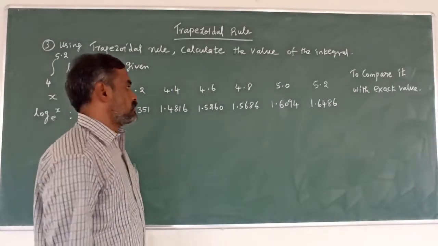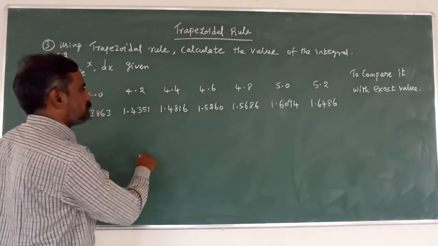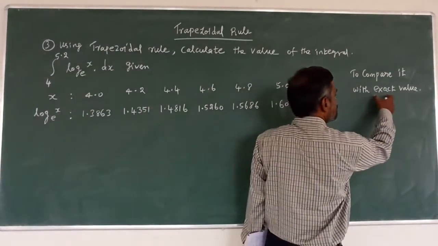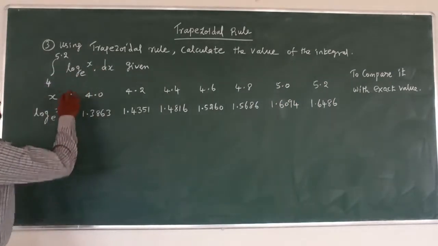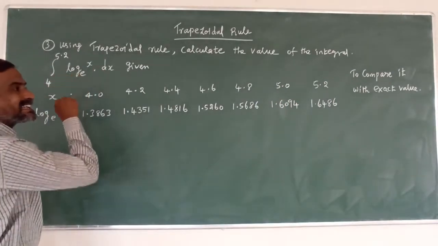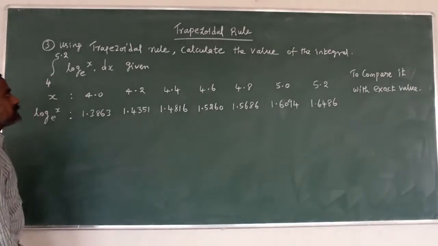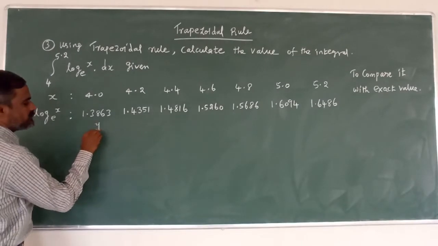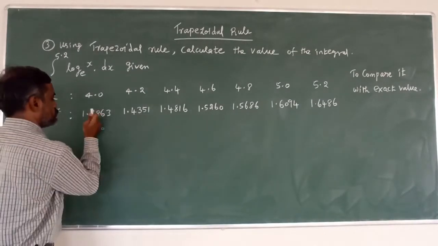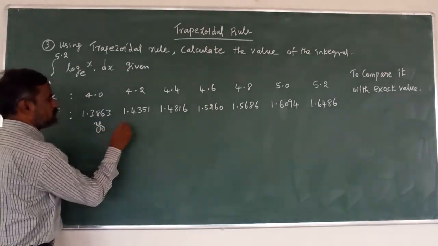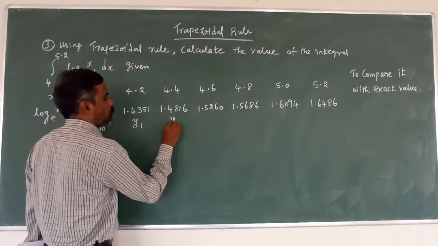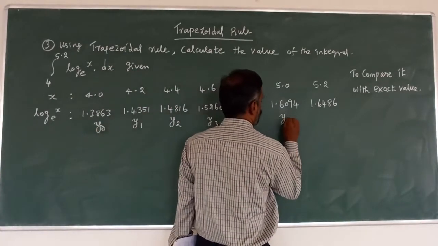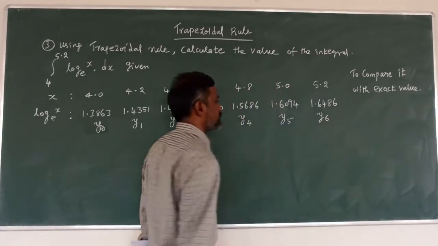Using the trapezoidal rule, compare that result with the exact integration value. Here we start with y0, this is for y1, y2, y3, y4, y5 and y6.